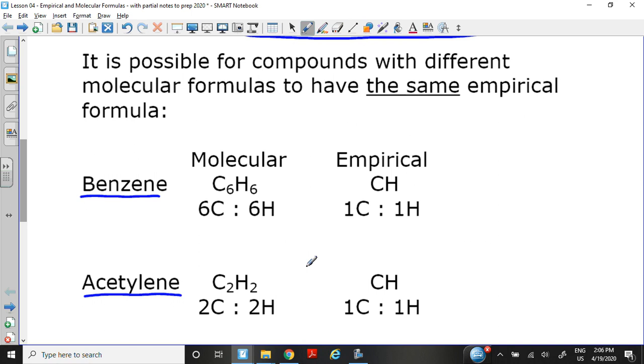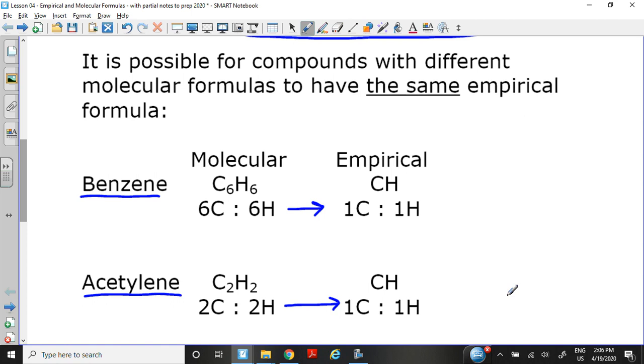But what if we reduce their ratios? 6 and 6, its most simplified form is a 1-to-1 ratio. Acetylene, same thing. It's a 2 to 2 ratio. What happens when you reduce it? It can go down to 1 to 1. So different compounds can be different in their molecular formula, but in their empirical formula, the same.